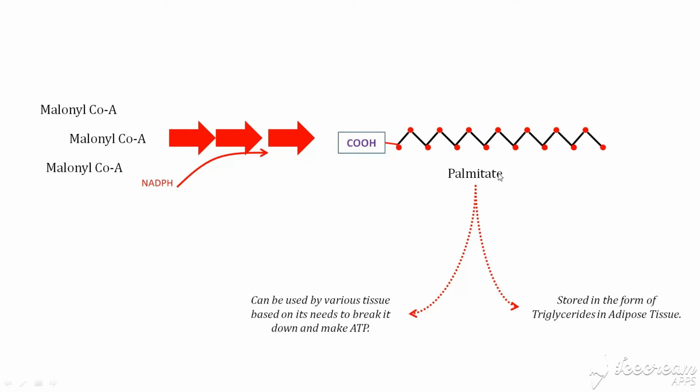Now, after palmitate is formed, it can either be used by various tissues, based on their needs, to break it down and make ATP, or it could be stored in the form of triglycerides in adipose tissue, depending on the body's needs. And this is going to conclude basically fatty acid synthesis.